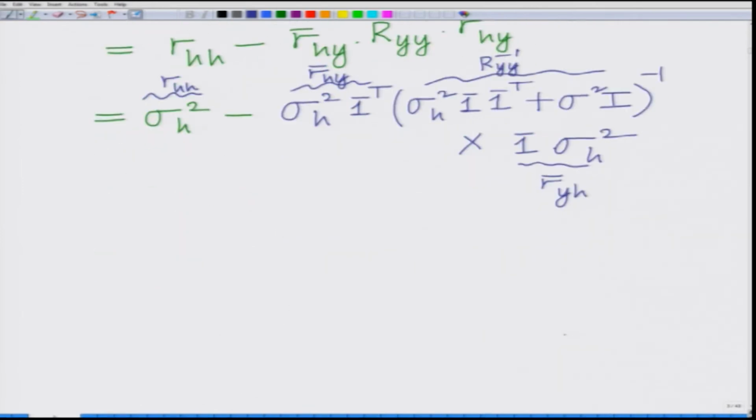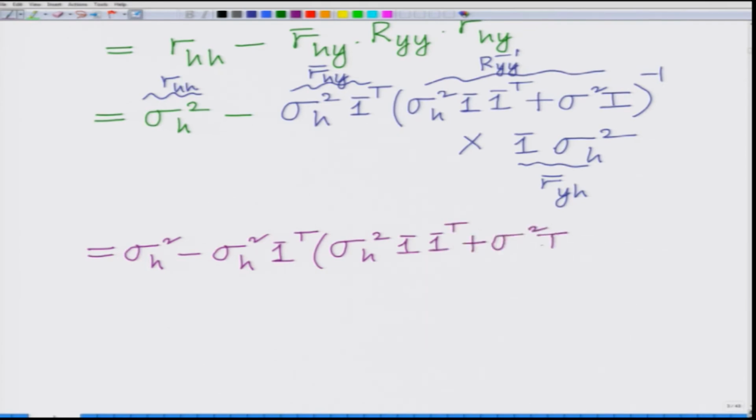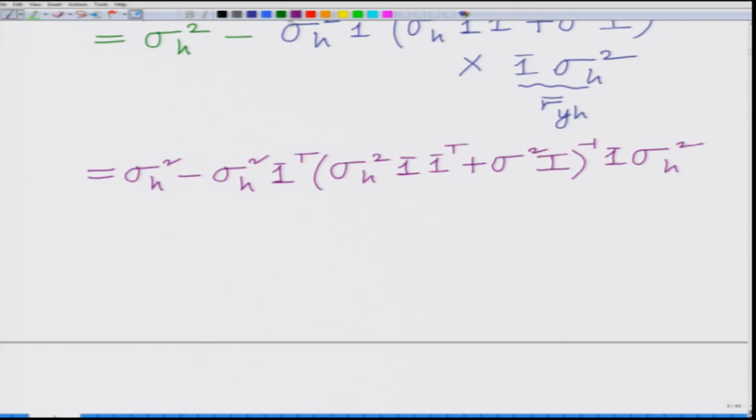Okay. So now we have this expression, which is sigma_h square minus sigma_h square 1 bar transpose into (sigma_h square 1 bar 1 bar transpose plus sigma square identity) inverse into 1 bar times sigma_h square. Now, what we want to do is simplify this expression for the MSE further, and to do so we are going to use the result that we have already seen before.